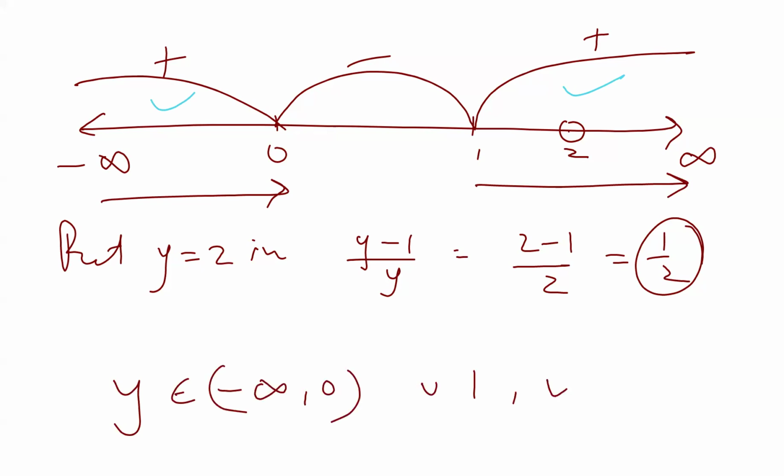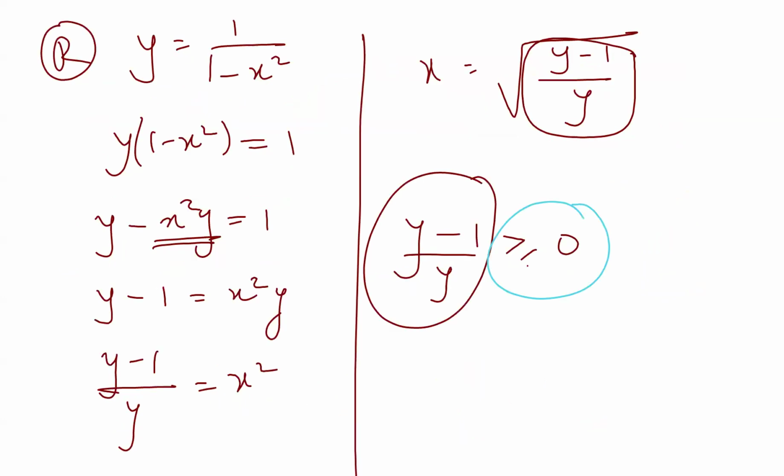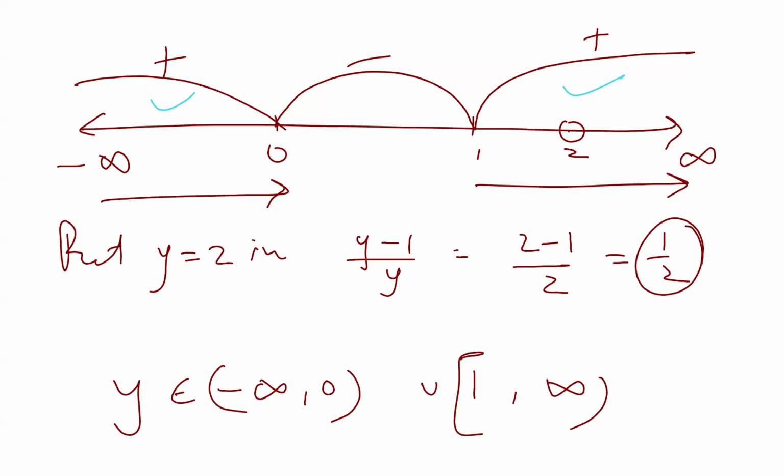Infinity always gets a round bracket. Now 1 will be given a box bracket because it says greater than or equal to 0. At the same time, y cannot be 0, otherwise the entire denominator will be 0 and the y minus 1 upon y part will be not defined. So 0 will have a round bracket.